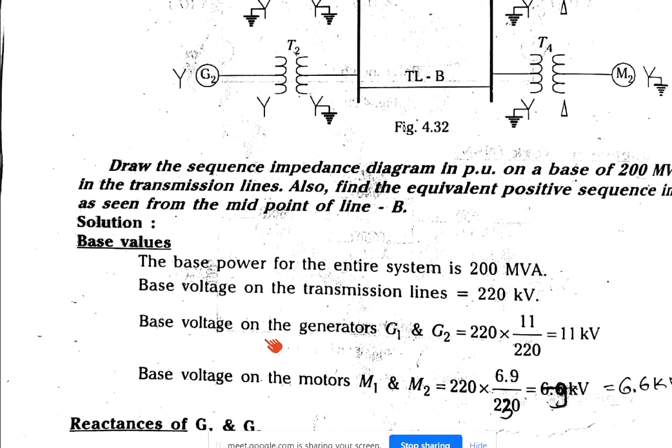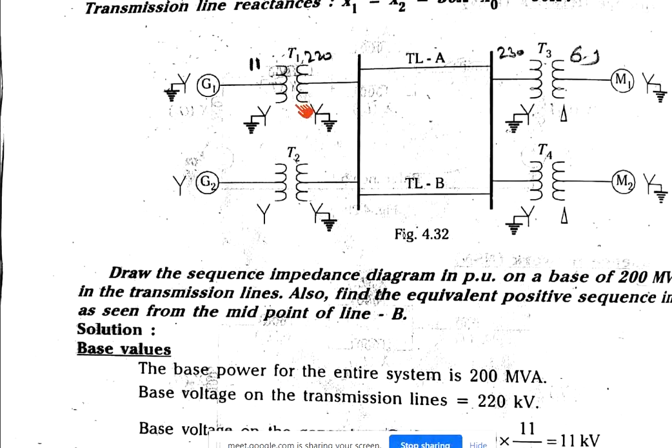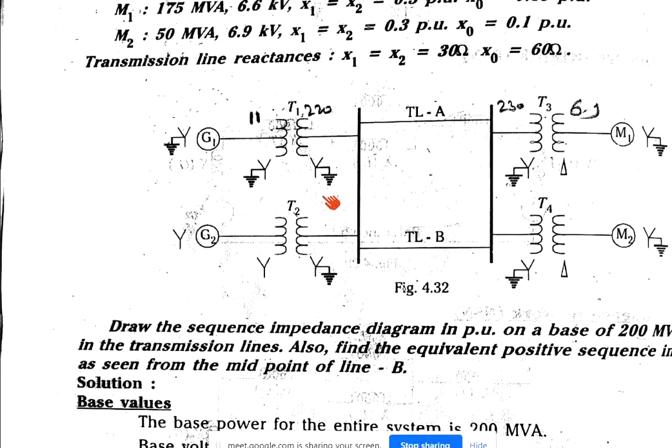Now we need to find the base voltage on the generator. Here it is LT, here it is HT. So if you want to find LT, how will we find it? What is the formula for the LV side base voltage?